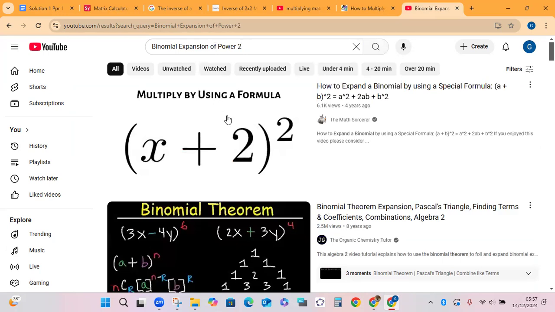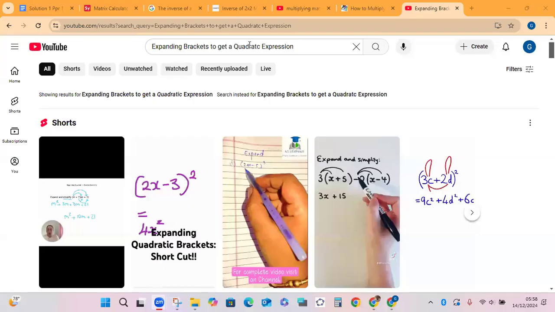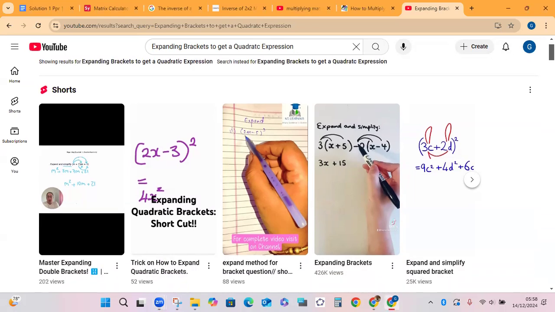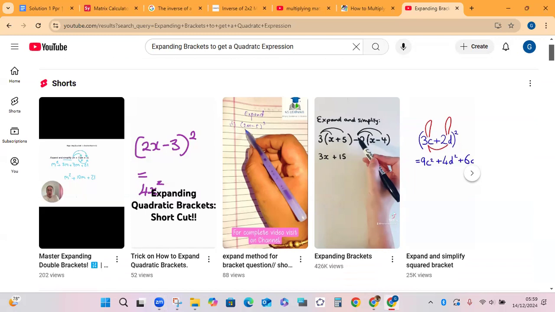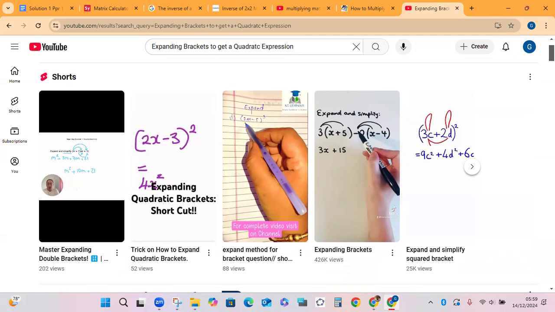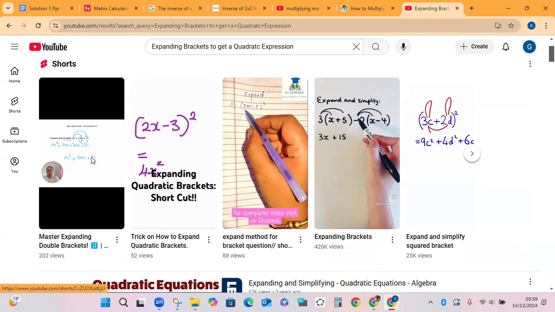Okay, so you have that. Let's specify a little bit more. Right, so I had to modify the name to be more specific. Expanding brackets to get a quadratic expression. Okay? Binomial expansion is a broad term. So expanding brackets to get a quadratic expression, because when you expand this expression, you're supposed to get a quadratic.